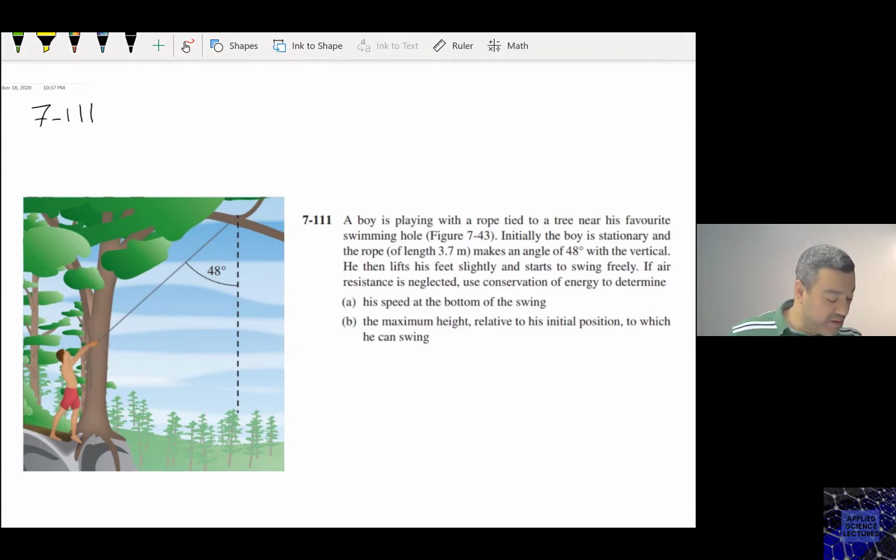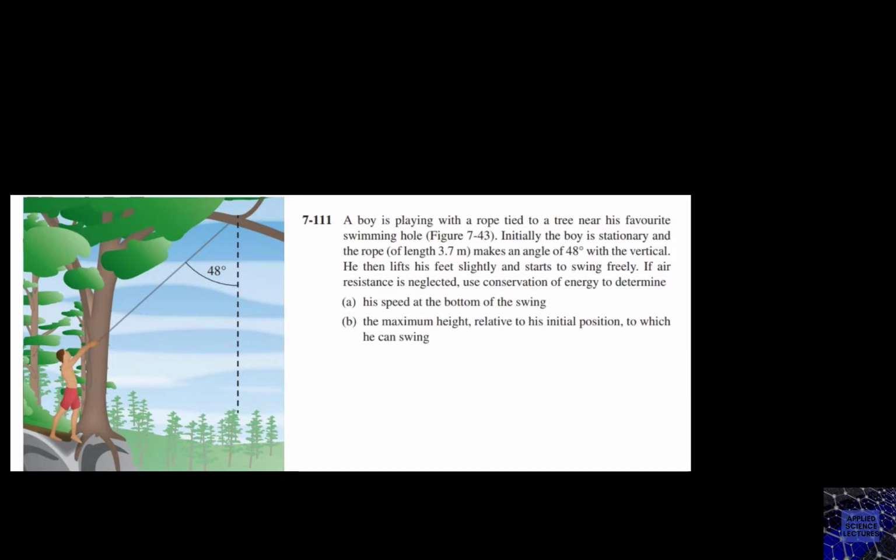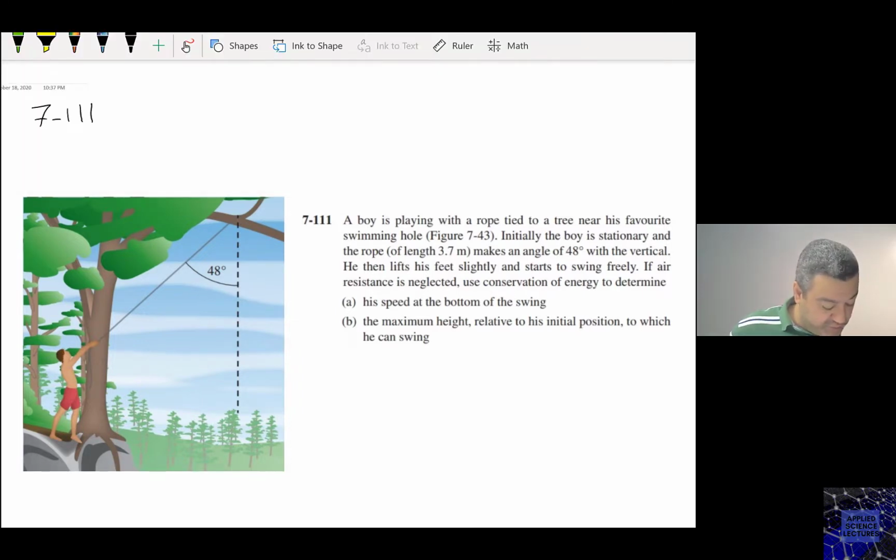The last question, 111. The question reads the following. A boy is playing with a rope tied to a tree near his favorite swimming hole, figure 743. Initially, the boy is stationary and the rope of length 3.7 meters makes an angle of 48 degrees with the vertical. He then lifts his feet slightly and starts to swing freely. If air resistance is neglected, use conservation of energy to determine his speed at the bottom of the swing. B, the maximum height relative to his initial position to which he can swing.